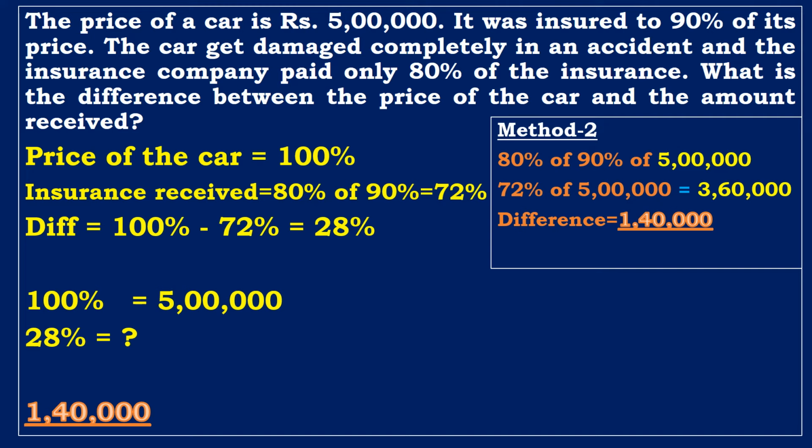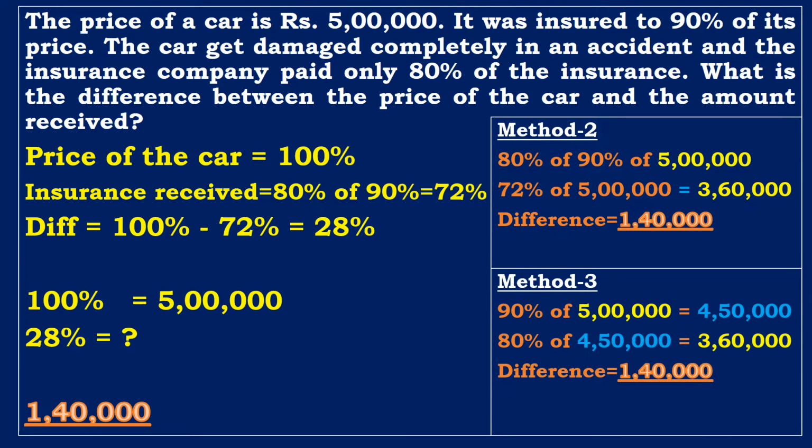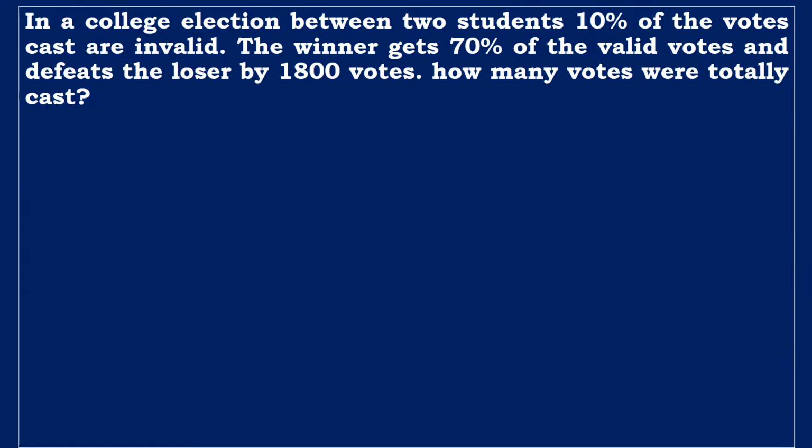Some smart students can immediately answer this question. 90% of 500,000 rupees is equal to 450,000 rupees. Then, 80% of these 450,000 rupees is 360,000 rupees. Thus, the difference between 500,000 and 360,000 is 140,000 rupees. Let's consider another example to understand this concept.